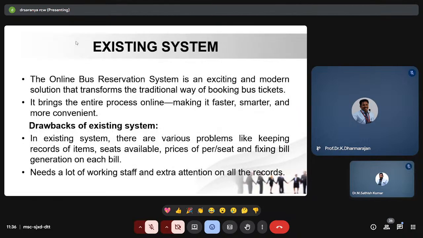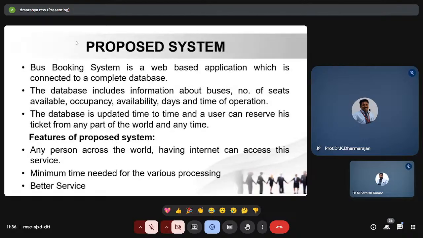Let's move on to the existing and the proposed system. In the existing system, the passenger must visit the bus station to book a ticket manually. The existing system is a time-consuming process and has higher chances of error. The main drawback of the existing system is that payment is only done in cash at the counter. In the proposed system, tickets can be booked online from anywhere, anytime. The main advantage of the proposed system is secure online payment with instant ticket confirmation.